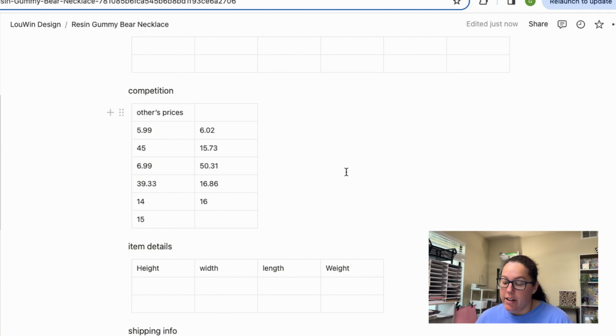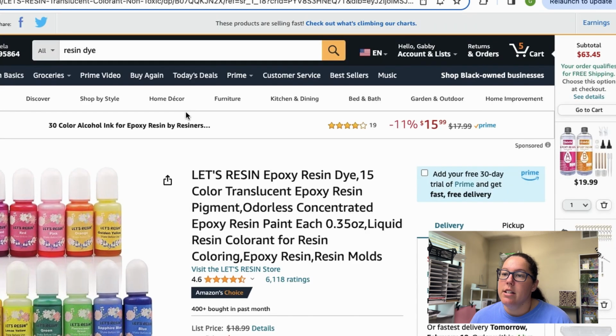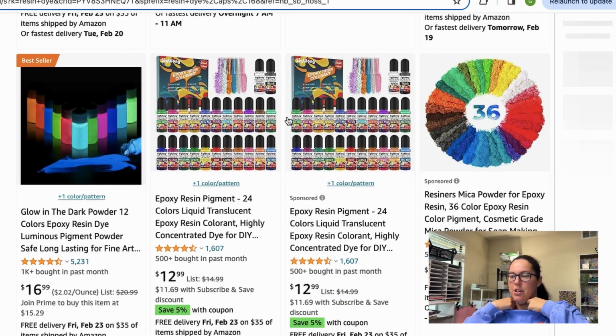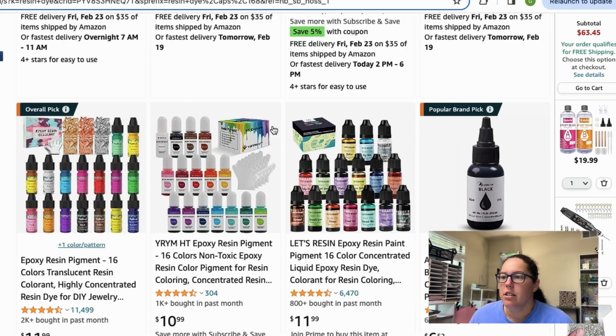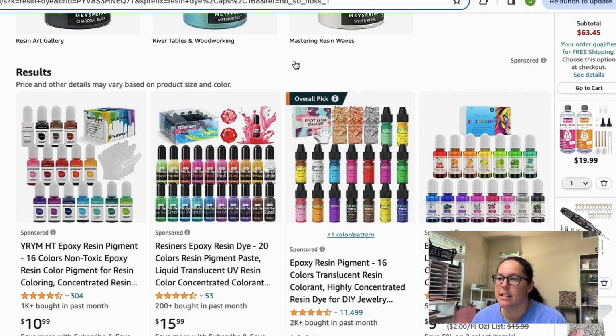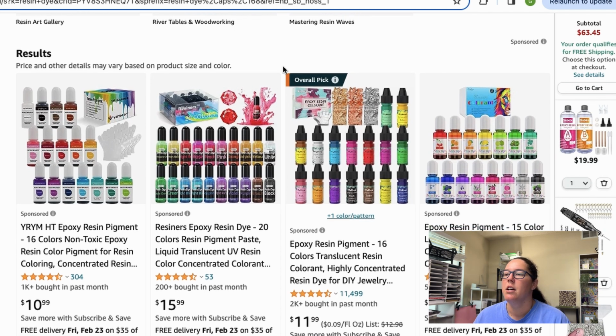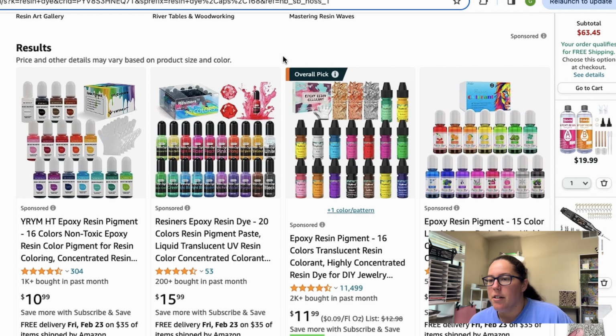And then next, one of my favorite parts of the research is the supplies. So I already did some supplies research, but I'm just going to show you how I look for supplies in general while we look at the different dyes. So I want to make sure I'm getting good quality, but also a good deal to reduce the price of my product, because that's part of the pricing strategy, to make sure that you cover the cost of making them. So yeah, I'm just looking at dyes right now.